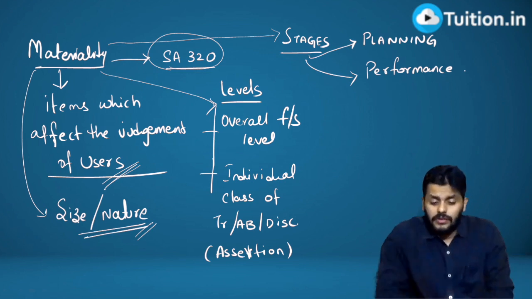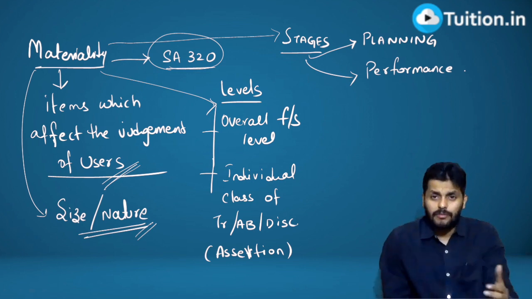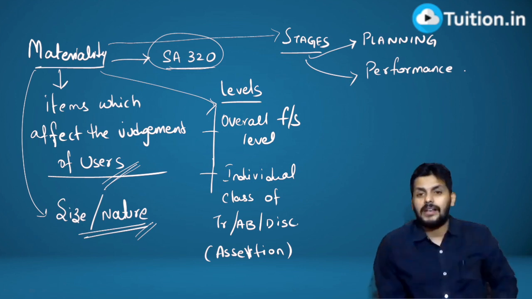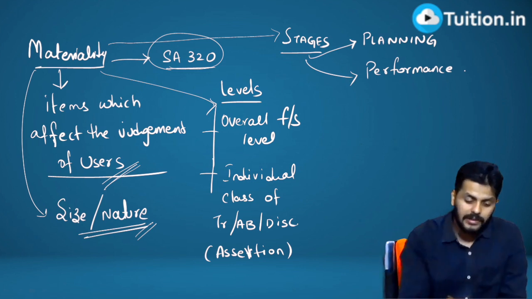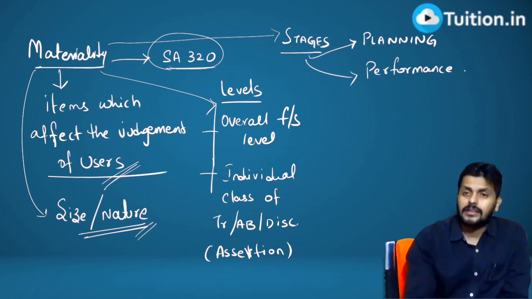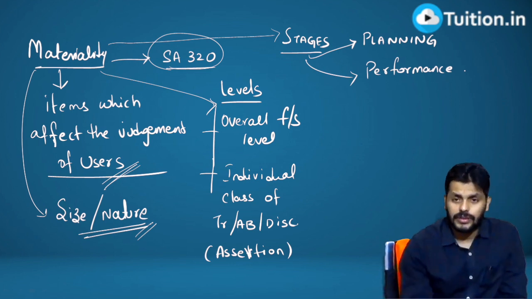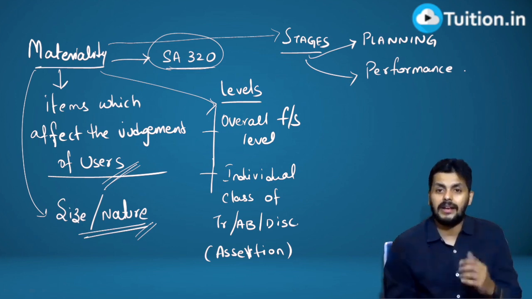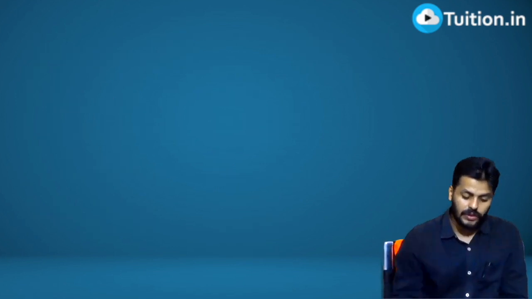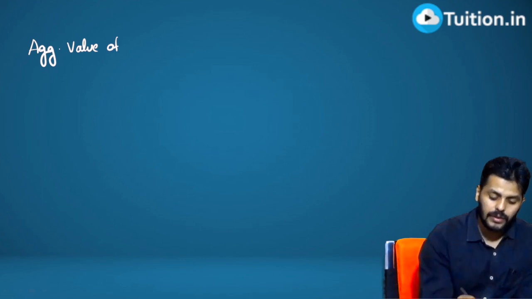This gives a preliminary picture of materiality. So before I step into understanding the aggregate value of misstatements, one last time: materiality is something that affects the judgment of users, size and nature. Two levels: overall level and individual level, and two stages: planning and performing. Moving up next is a very important topic called aggregate value of misstatements.